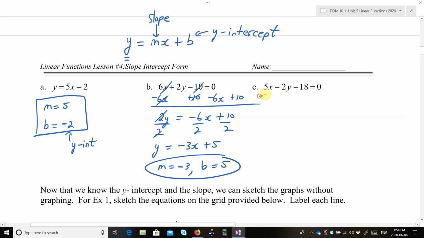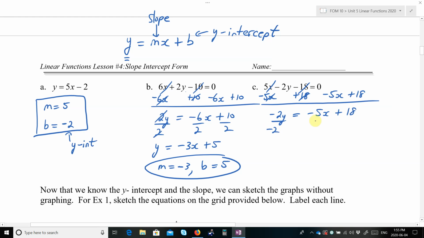And with letter C, let's subtract 5x from both sides and add 18. We will get negative 2y equals negative 5x plus 18. Divide everything by negative 2. And we will get y equals 5 over 2 times x minus 9. So the slope is 5 over 2, and b, the y-intercept, is negative 9.